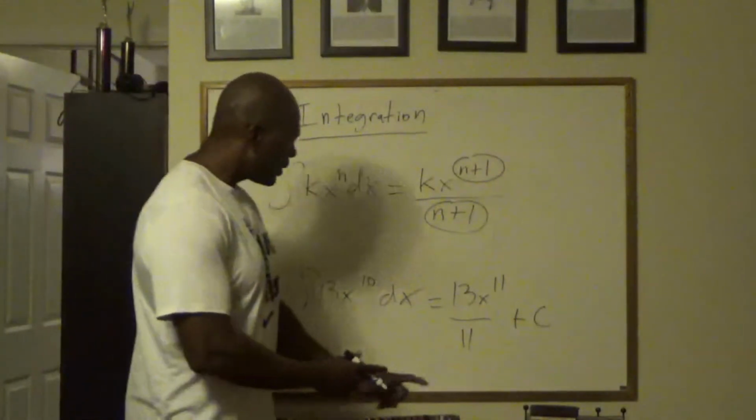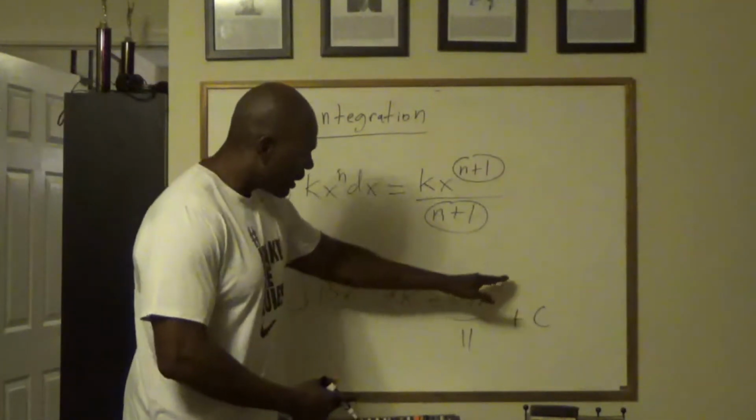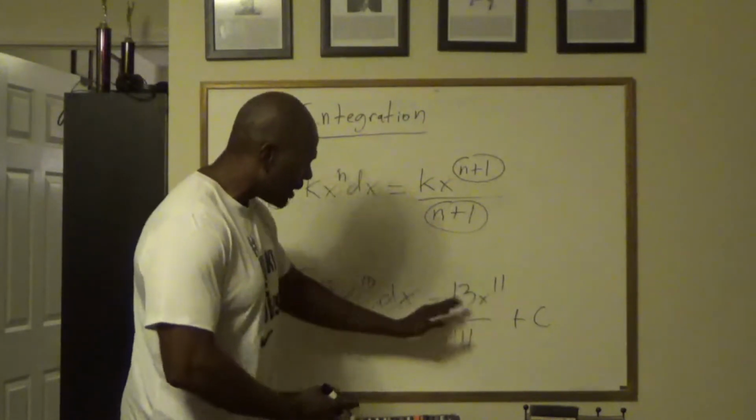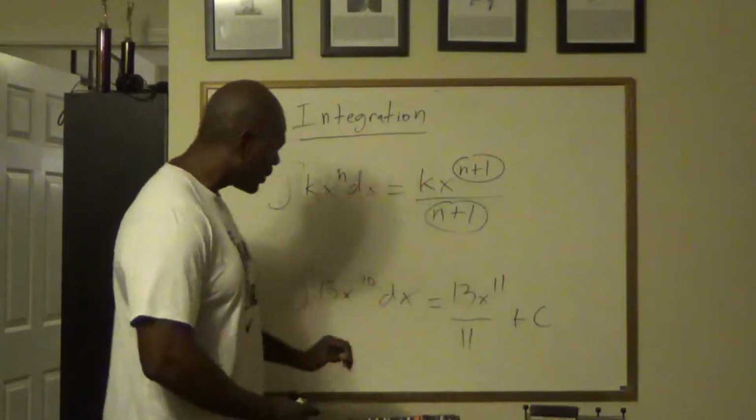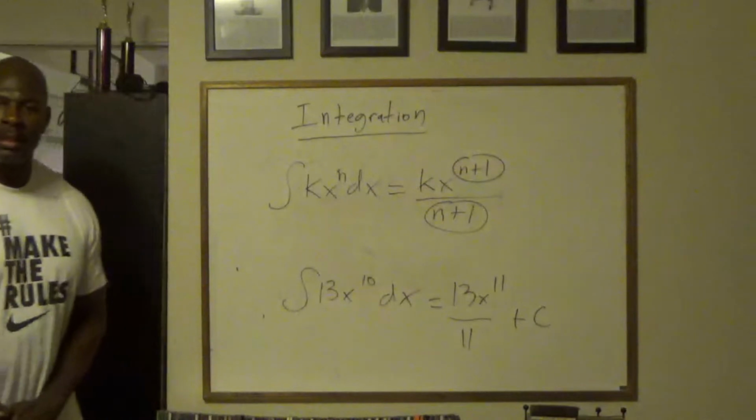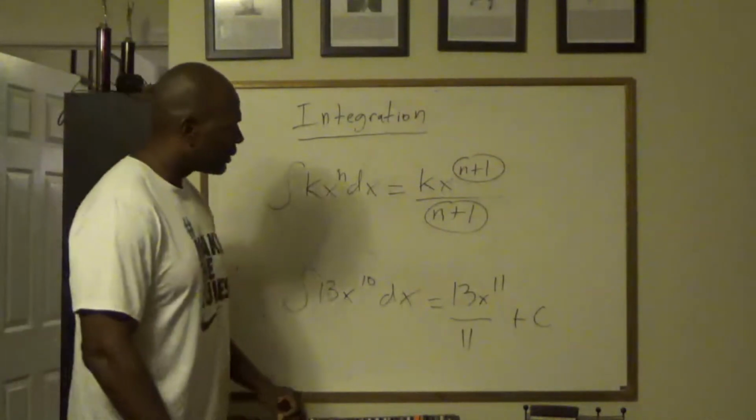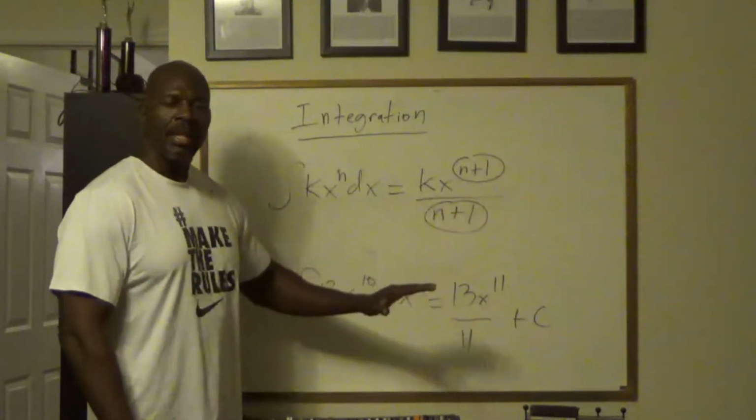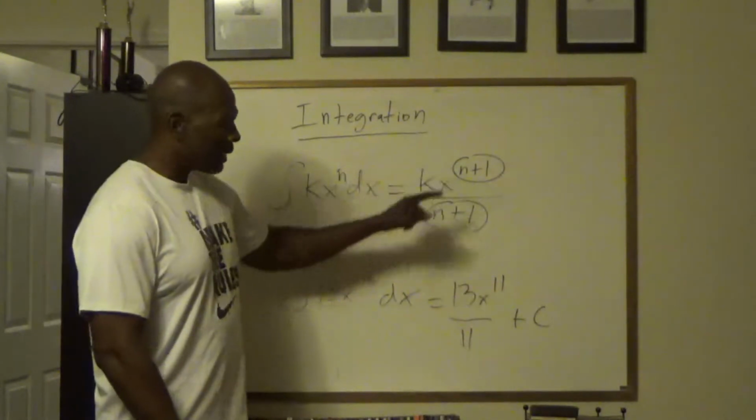If you take the derivative, these 11s will cancel. 11 times 13 over 11, the 11s cancel. You're left with 13. Subtract 1 from 11, you get 10. It's as easy as adding 1.